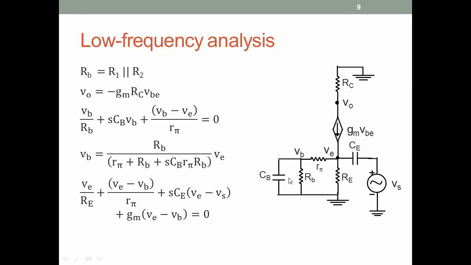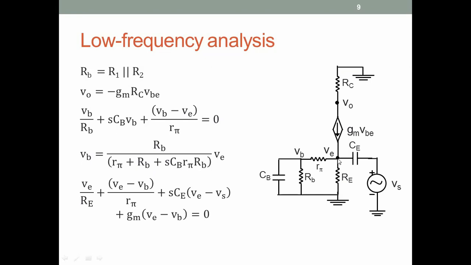Let us define, I have defined RB to be R1 parallel R2, the two biasing resistors. Okay, so we write the nodal equation at the base node: VB by RB, plus SCB VB, plus VB minus VE by R pi, equal to 0. And this has only VB and VE, so we can solve for VB in terms of VE. There is only one VE term. And we'll get VB equal to RB by R pi plus RB plus SCB R pi RB, times VE.